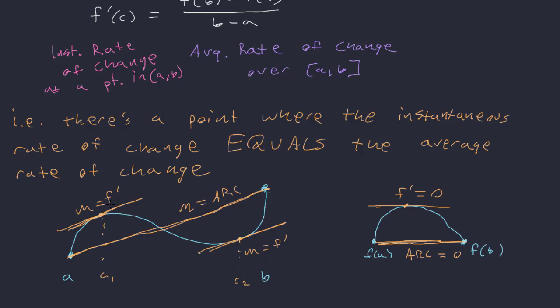Okay, so that's what the mean value theorem is saying. It's basically, imagine it's Rolle's theorem, but we can tilt it in any direction we want.